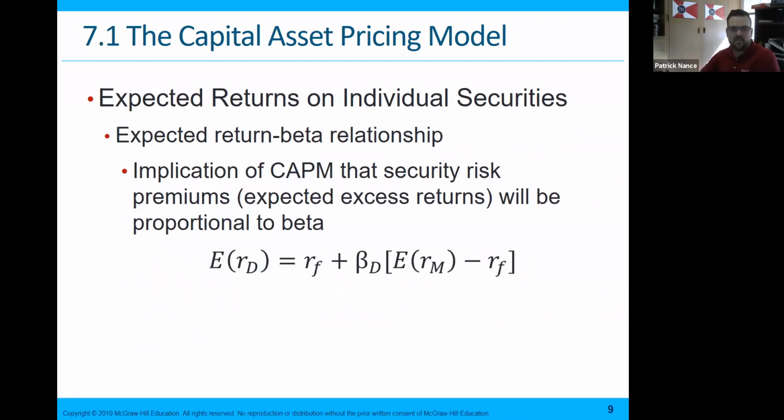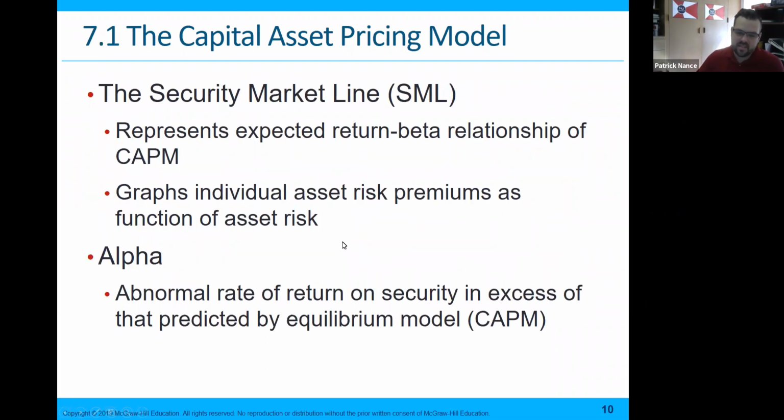Okay, the expected return on individual securities: the expected return beta relationship. The implication of CAPM is that security risk premiums, or expected asset returns, will be proportional to beta. So this beta is the numerical measure that balances our risk, our risk premiums, and our expected excess returns. Effectively, the higher the beta, the higher the risk, and the higher the expected excess returns. The opposite also holds: the lower the beta, the lower the risk, the lower the expected returns.